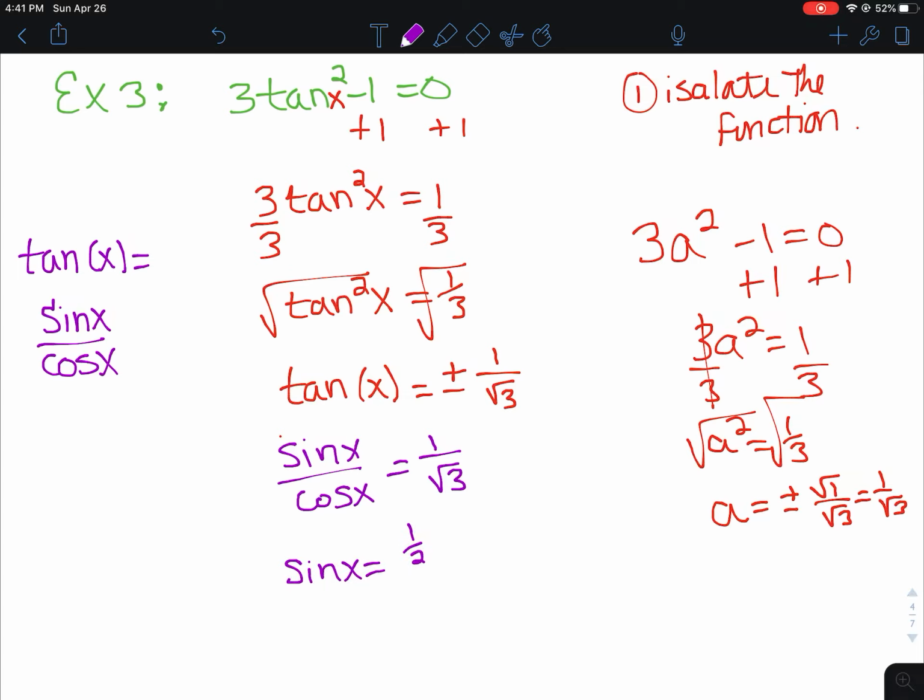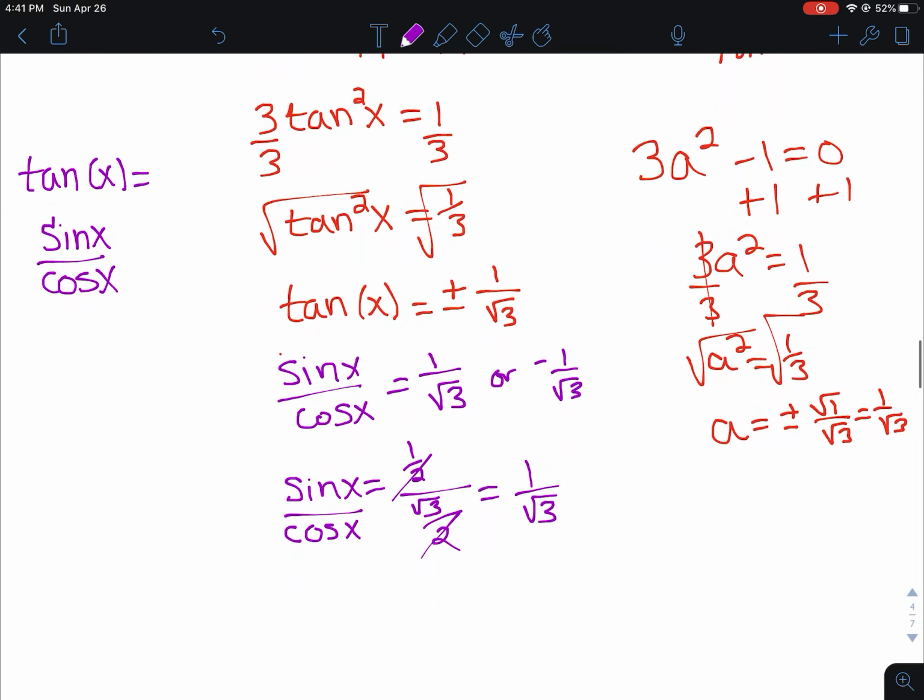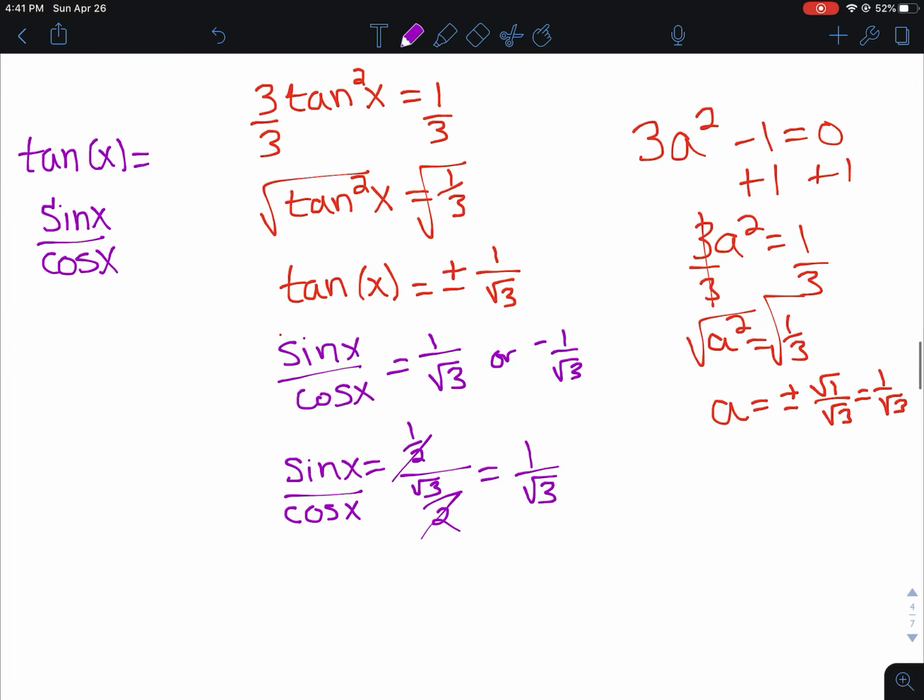Because if the sine of x is 1/2 and the cosine of x is the square root of 3 over 2, well, if we multiply by the reciprocal, those 2's really cancel, and we get 1 over the square root of 3. All right? And we can have either positive 1 over the square root of 3 or negative 1 over the square root of 3. So that gives us a lot of options for answers from our unit circle.